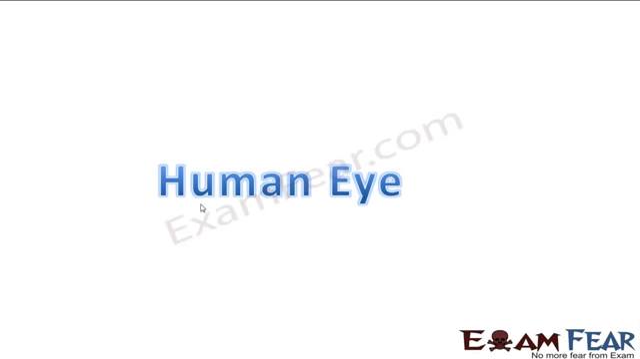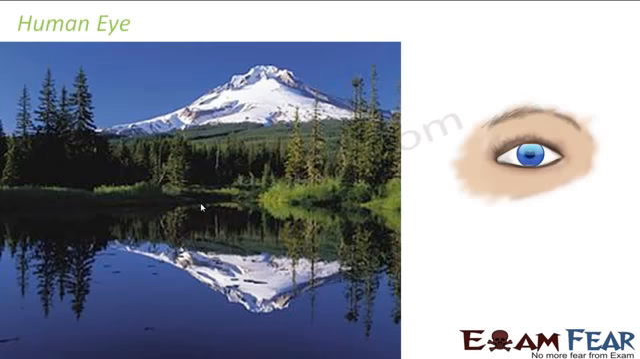So in our previous lesson, we talked about some of the phenomena shown by light, and mainly we talked about reflection and refraction of light. So here in this lesson, we will talk about some of the things which make use of these phenomena shown by light. So first we'll talk about the human eye. We will see how this human eye makes use of these phenomena of reflection and refraction and helps us to view things around us.